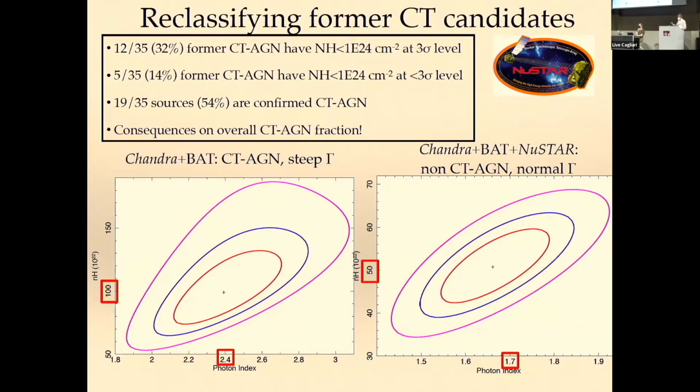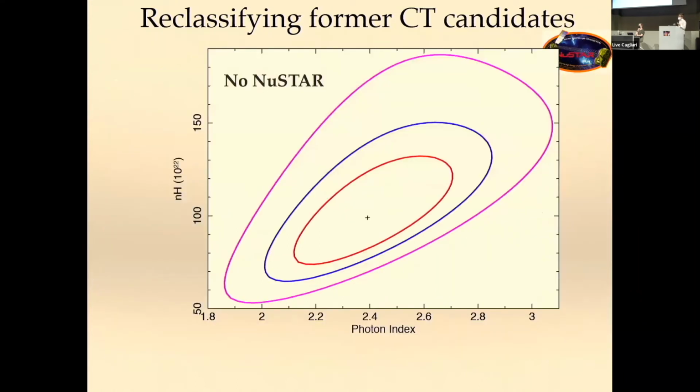And a lot of sources have been reclassified with way lower line of sight column density. Just to give you an idea of the effect, these are the confidence contours for line of sight column density on the y-axis against the photon index. These are those obtained without NuSTAR for one of the targets. One would expect, of course, these contours to shrink and collapse towards the center, while in reality, what happens is this effect of moving everything to the bottom left. So lower NH, lower photon index.